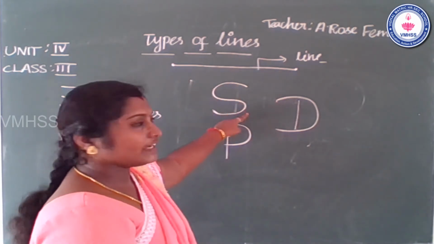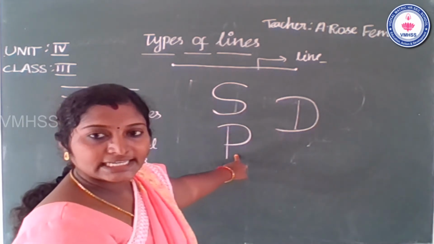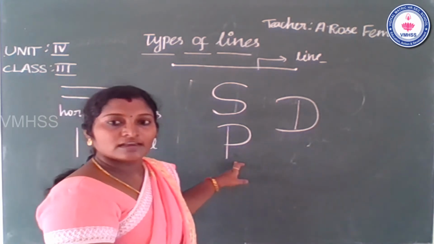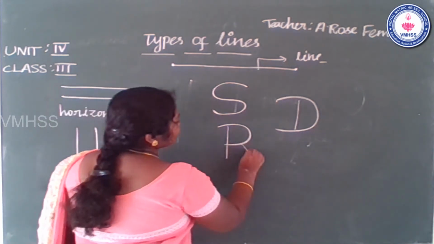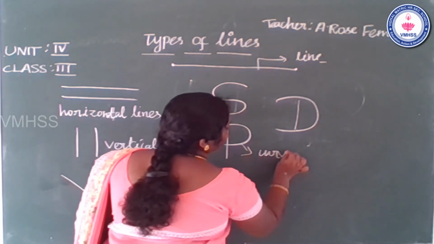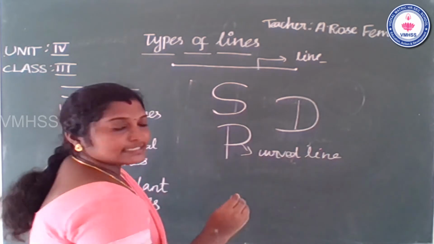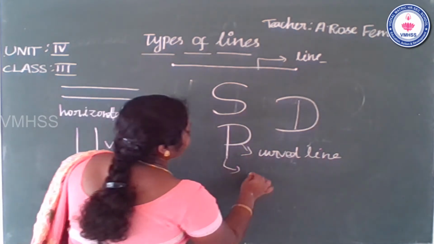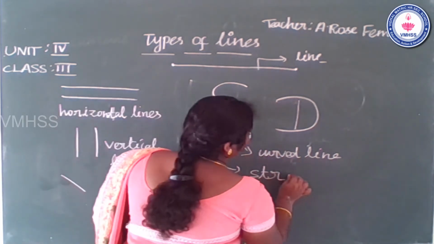S. What is this? S. Next letter, P. What is the name of the letter? This is P. This is a curved line. And this line, what is the line? Straight line.